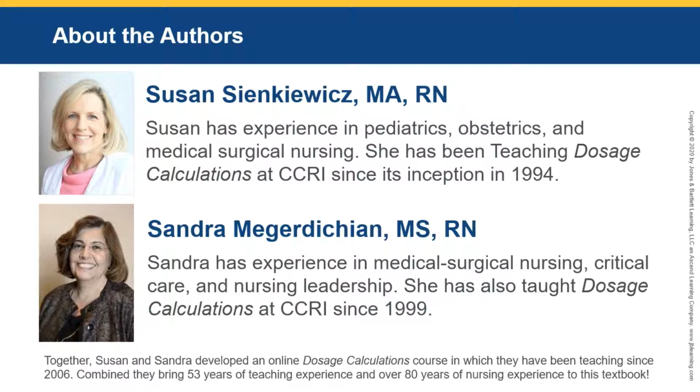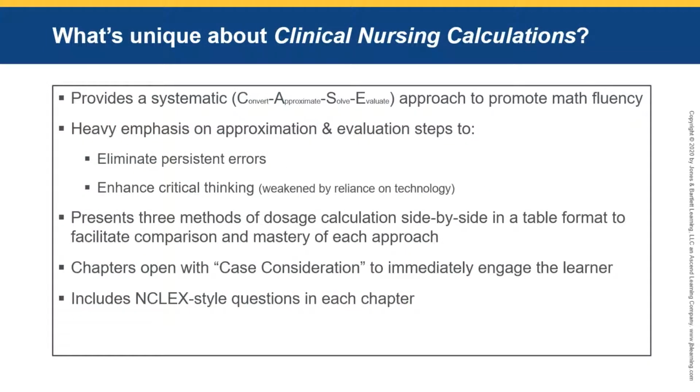So I'm going to start by talking about what's unique about the textbook, Clinical Nursing Calculations. First and foremost, it provides a systematic approach, which we call the CASE approach. CASE is an acronym for Convert, Approximate, Solve, and Evaluate. We did this to really promote fluency in math, and we all want our students to strive for math fluency.